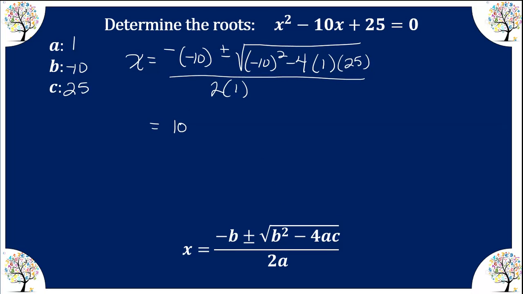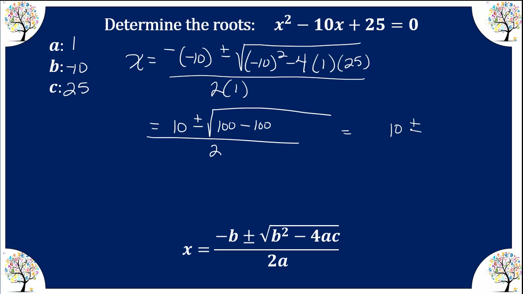So this gives me positive 10 plus or minus. We square our B. It's always going to be positive. We identify the sign. Get 100 over 2. Now, here we have 10 plus or minus, and that's going to give me 0. So because I'm not going to be adding or subtracting anything, this is where we're only going to have one root. We're just going to simply have 10 over 2, which equals 5. So our solution is 5.